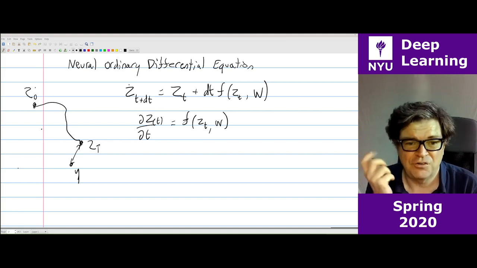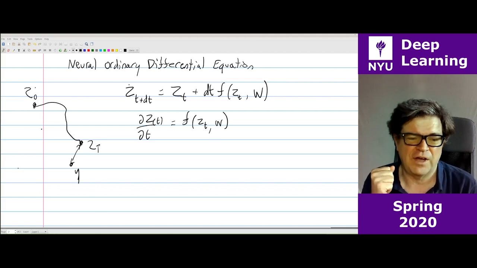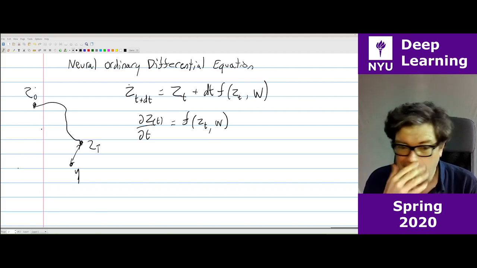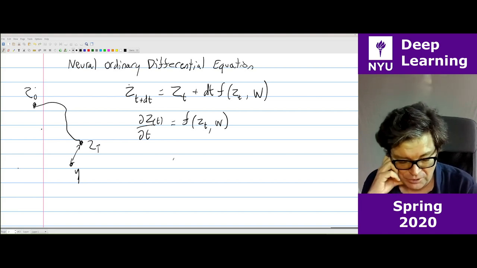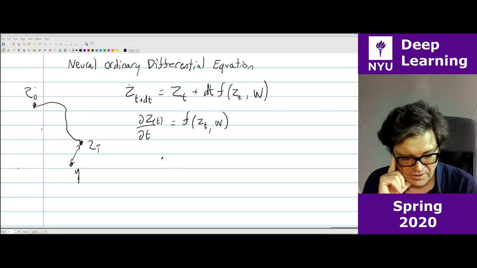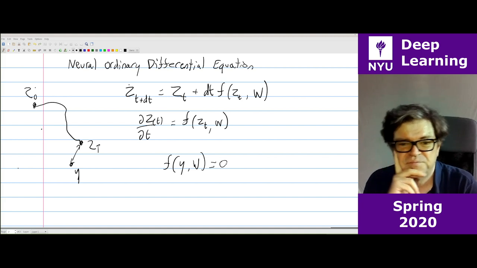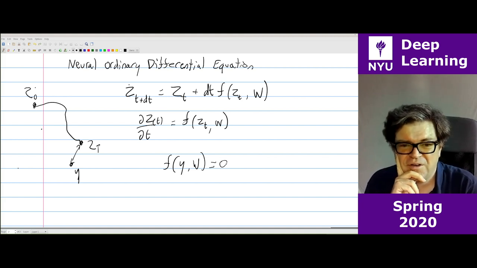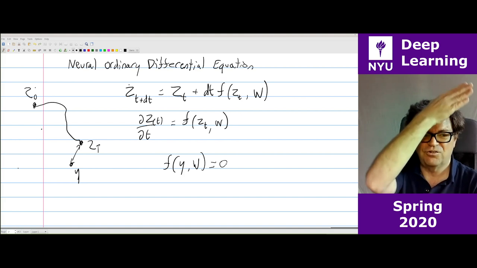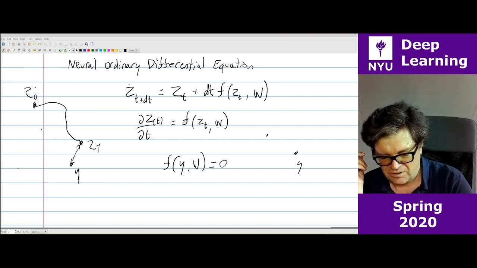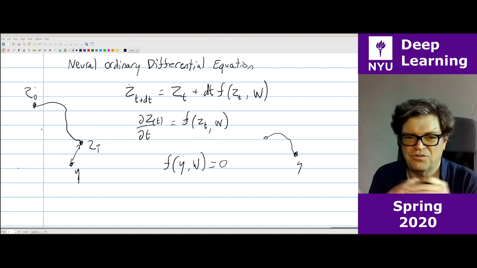Okay? Another thing you might want to do is train the system so that it has stable states at particular points Y, okay? So that for a particular point Y that you decide from your training set, F of this particular Y, W, equals zero. Which means that state is going to be stable, right? You would have a point Y in your space, and you might start from some point, and when you arrive at that point, the dynamics stops.